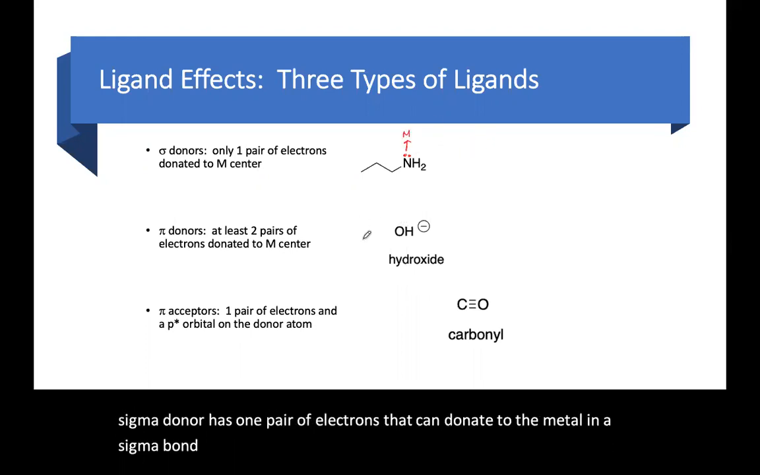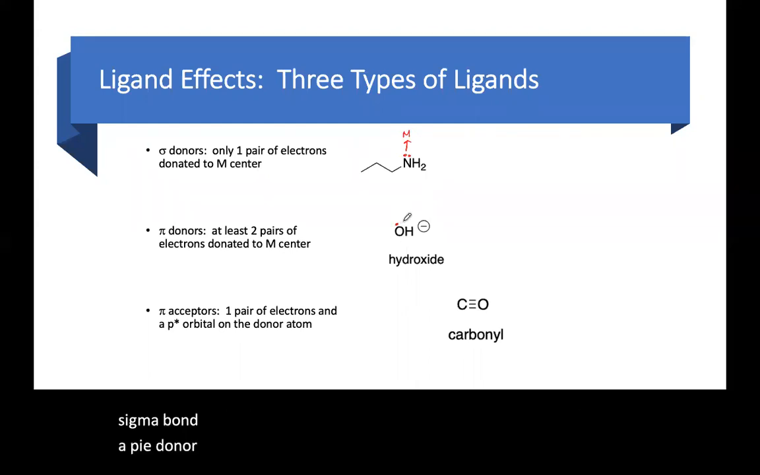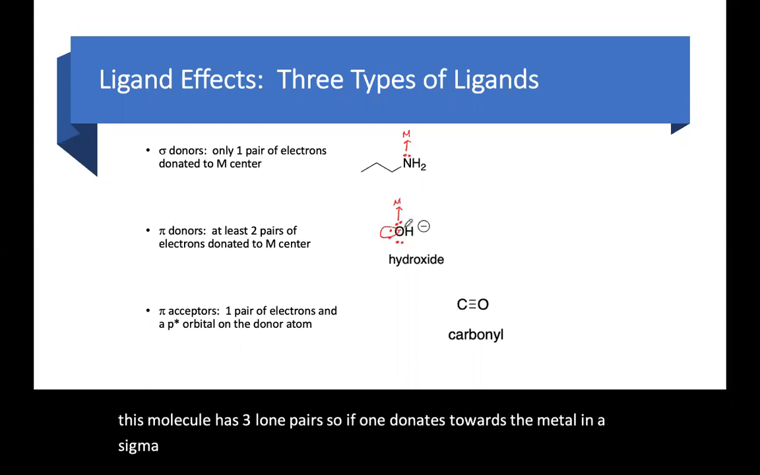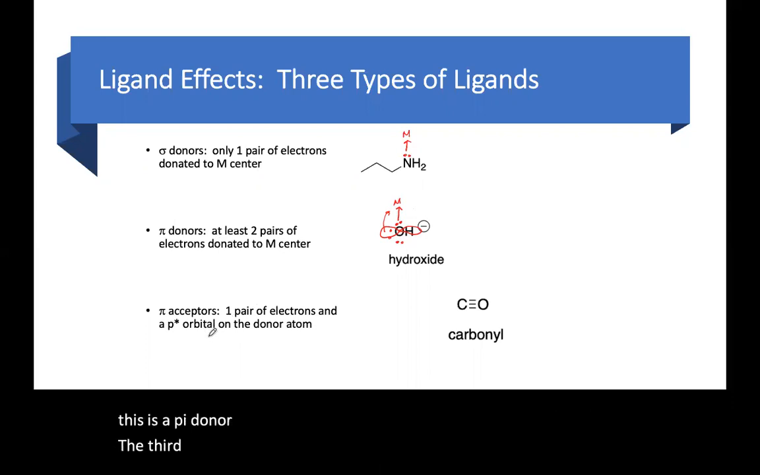A pi donor, the second type, and I've given an example here, the hydroxide, this molecule has three lone pairs. So if one donates towards the metal in a sigma bond, a second one can donate towards the metal in a pi bond. And so this is a pi donor. The third type of ligand is a pi acceptor.